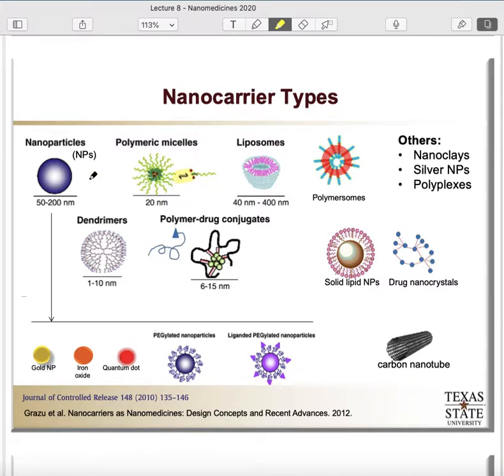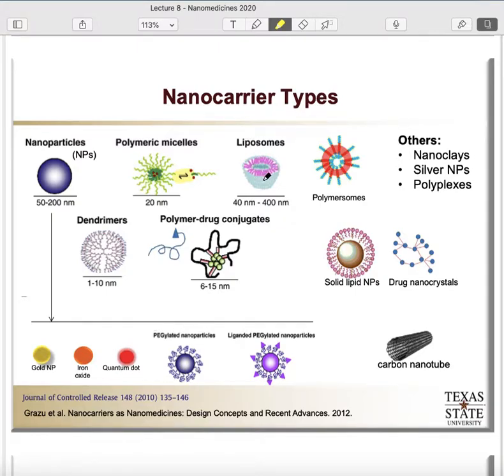Micelles tend to be smaller than nanoparticles. They tend to be in the order of maybe less than 50 nanometers. After that, we have liposomes. Liposomes are spherical vesicles that are made from phospholipid bilayers, where the phospholipid bilayer is basically surrounding an aqueous core at the very center. That aqueous core can be utilized to load hydrophilic drugs, and then you can also use the bilayer itself that contains lipids to be able to load a hydrophobic molecule.